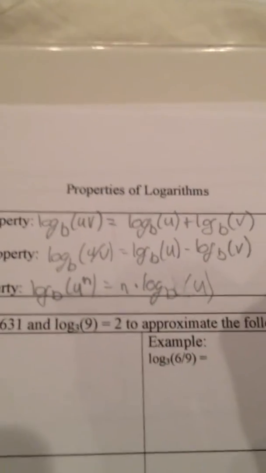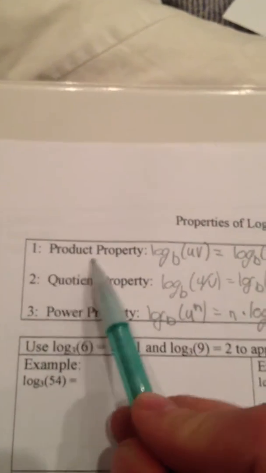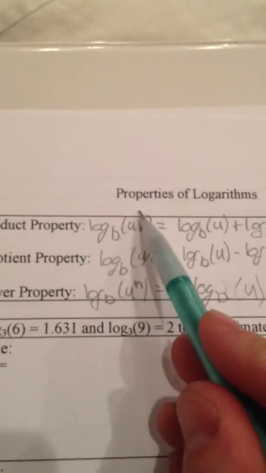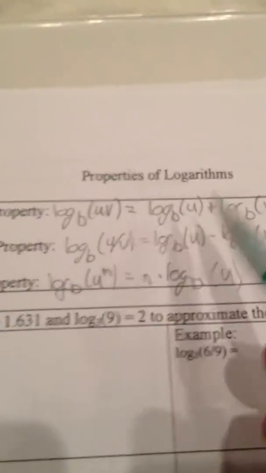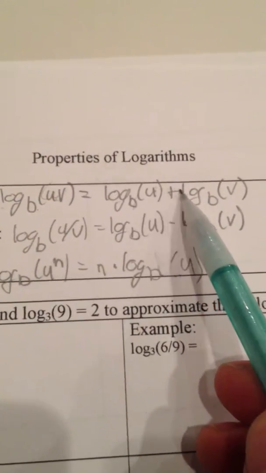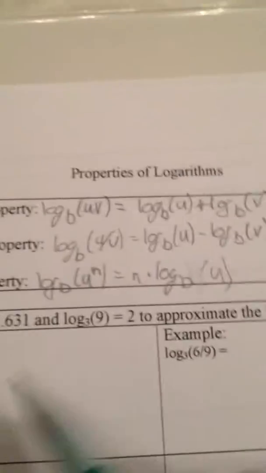This is Skill Video 6, Properties of Logarithms. There are three properties. The first property is the product property. If we have log base b of u times v, that is the same as log base b of u plus log base b of v.